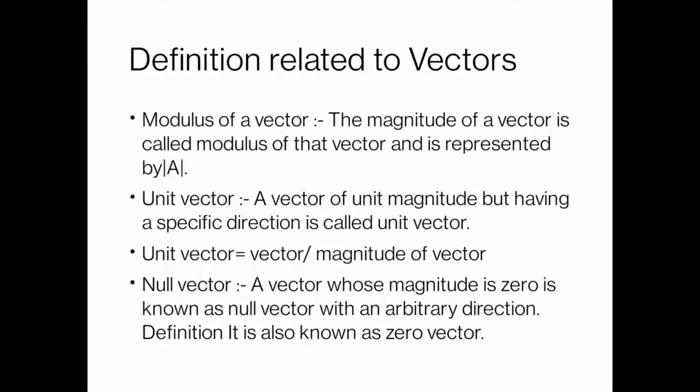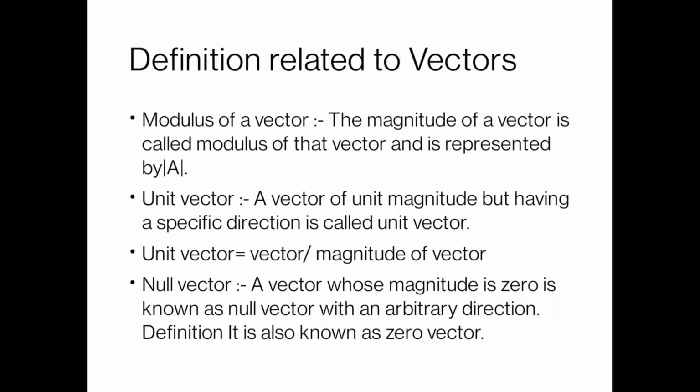And the second one is unit vector. What is a unit vector? As the name suggests, a unit vector has unit magnitude. That means one magnitude but having a specified direction. Why? Because it is a vector quantity, so it must have a specified direction. It is known as unit vector. And how can we calculate the value of a unit vector? Unit vector is equal to the vector upon the magnitude of the vector.